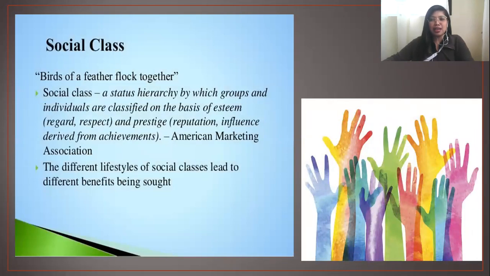When we say social class, this is a status hierarchy by which groups and individuals are classified on the basis of esteem. It's all about regard, respect, and prestige, reputation, and influence derived from achievements. The different lifestyles of social classes lead to different benefits being sought. As the saying goes, birds of the same feather flock together.